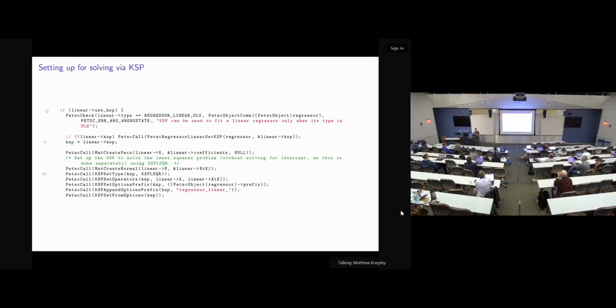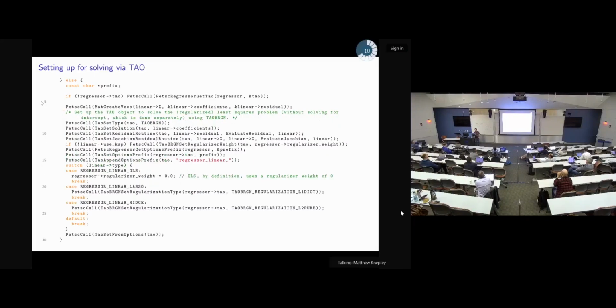And then you can solve things with a KSP in some cases where you're not trying to do regularization. You can solve things via TAO. And we're just doing this setup here. And I think Toby mentioned, TAO right now works all on these callbacks. So we're setting up this residual routine, Jacobian routine. I'll show them on the next slide. And then in this case, I'm actually just hard coding the use of the bounded regularized Gauss-Newton, which has its own ways of specifying the regularization terms.